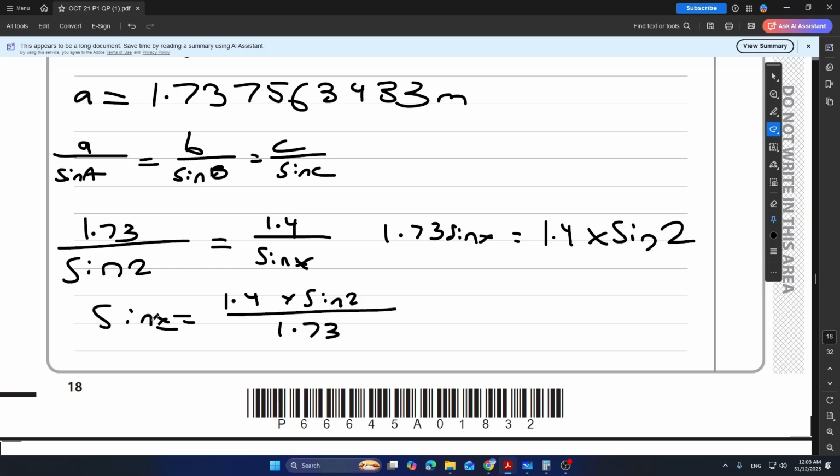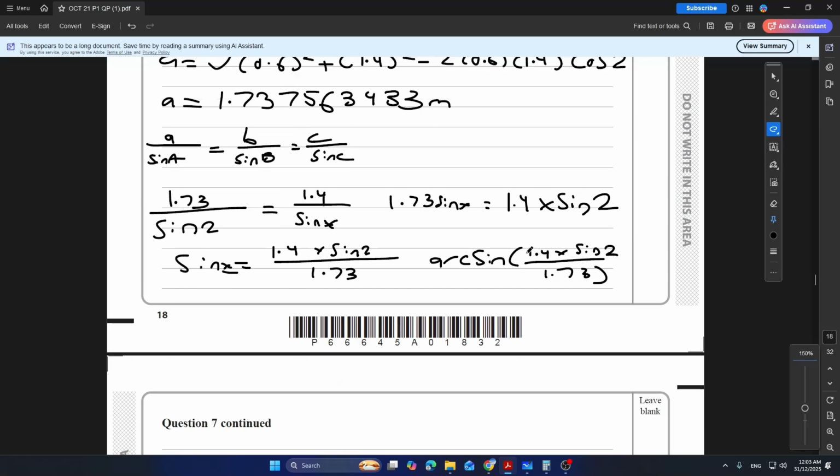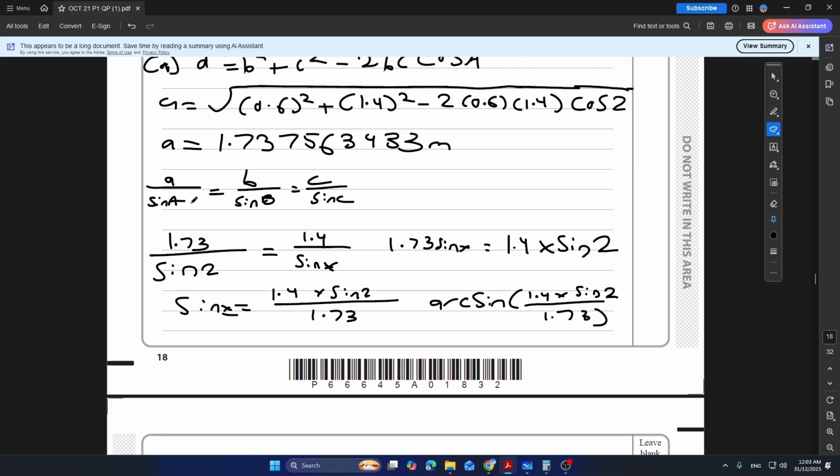And to find x, we need to find sine inverse, or arc sine, of 1.4 times sine 2 over 1.73. Let's find this one first. By the way, this 1.73, you're going to write out the whole of it, not just 1.73. I use 1.73 only to shorten it, but you have to write the whole number, 1.737563450, the whole thing. Okay, let me just do my calculation.